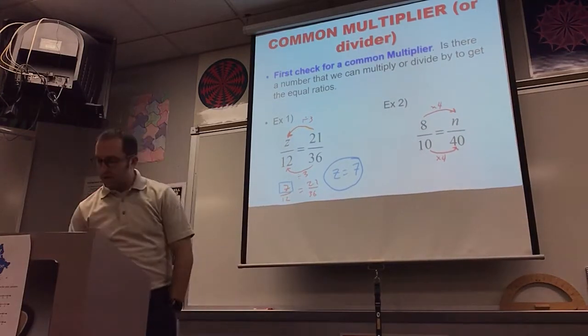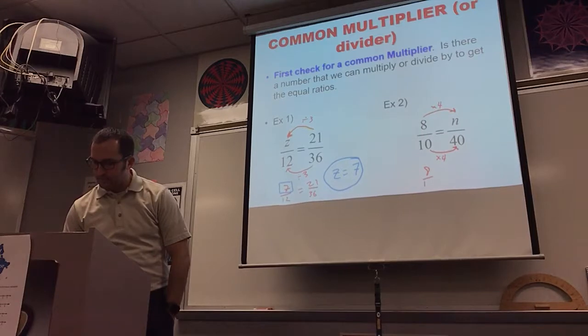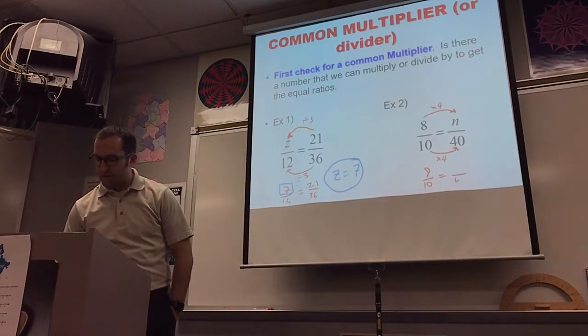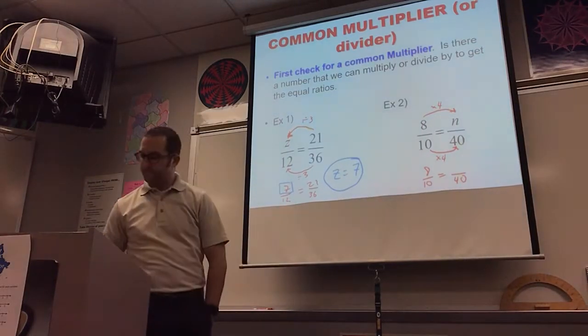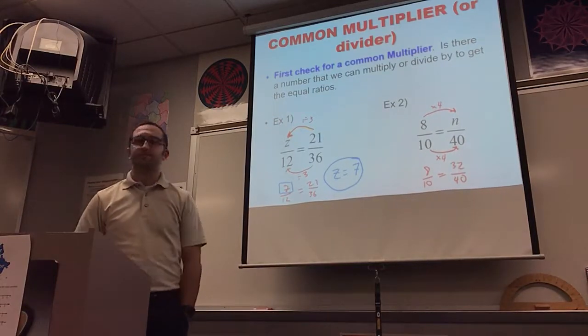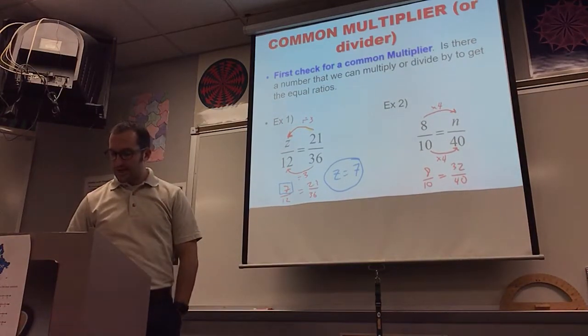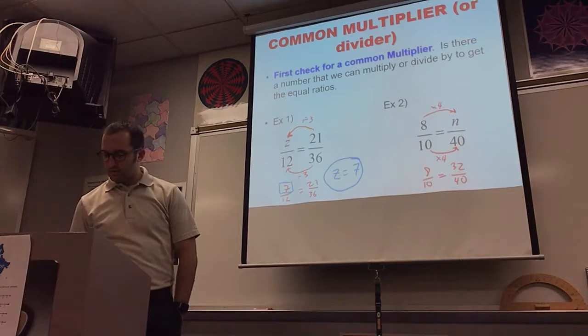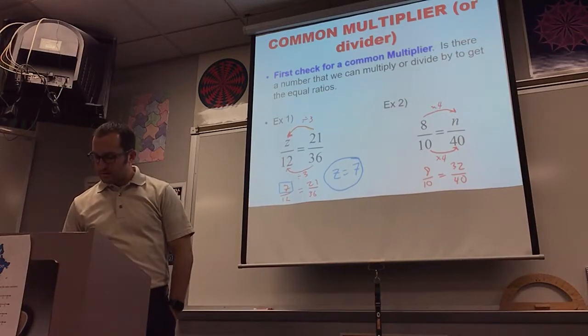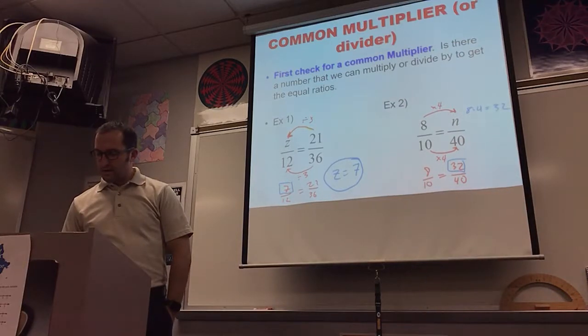So to set up my ratio, I have 8 over 10 equals something over 40. That something is 32. So that is now my new proportion. So since 8 times 4 equals 32, n equals 32 is my answer.